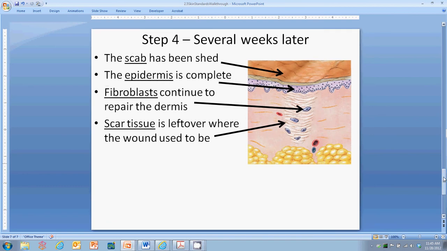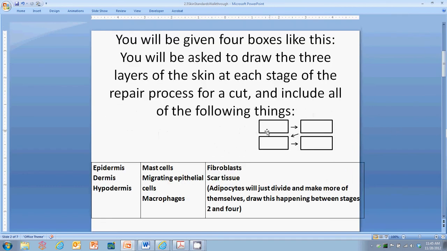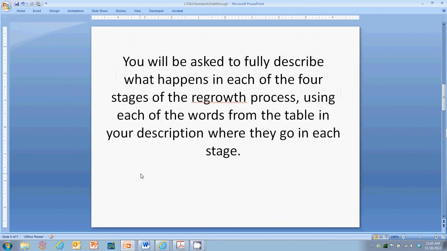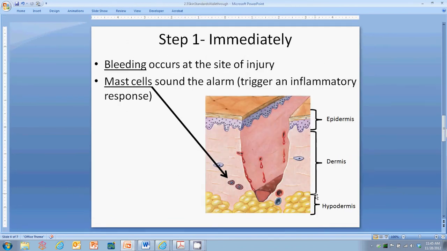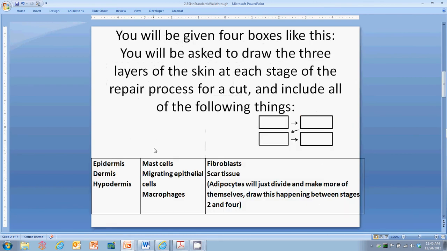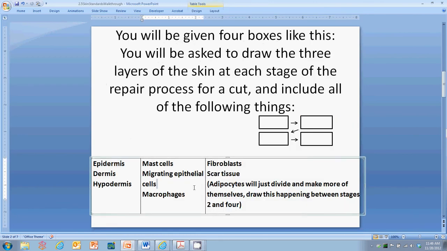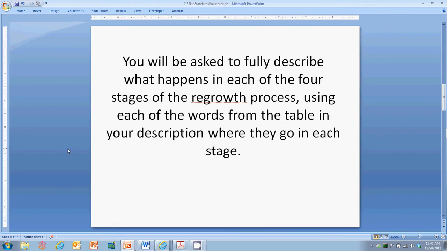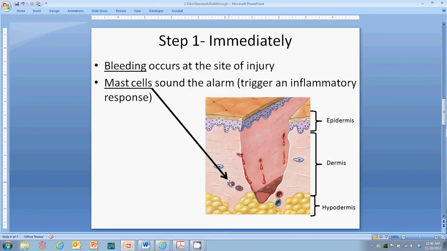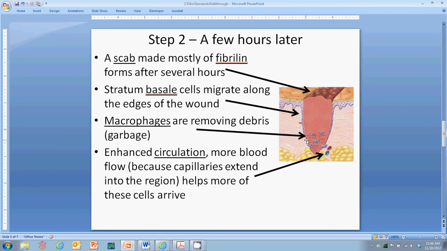So let's make sure that I talked about it all. Let's see. We have epidermis, dermis, hypodermis. We label that in the very first drawing, right? You don't have to label the other ones, but you can if you want. Epidermis, dermis, hypodermis. We draw mast cells, migrating epithelial cells, and macrophages. So in the very first drawing, you can draw mast cells, right? Sounding the alarm. You can draw migrating epithelial cells right after that. And you can draw macrophages eating the debris.